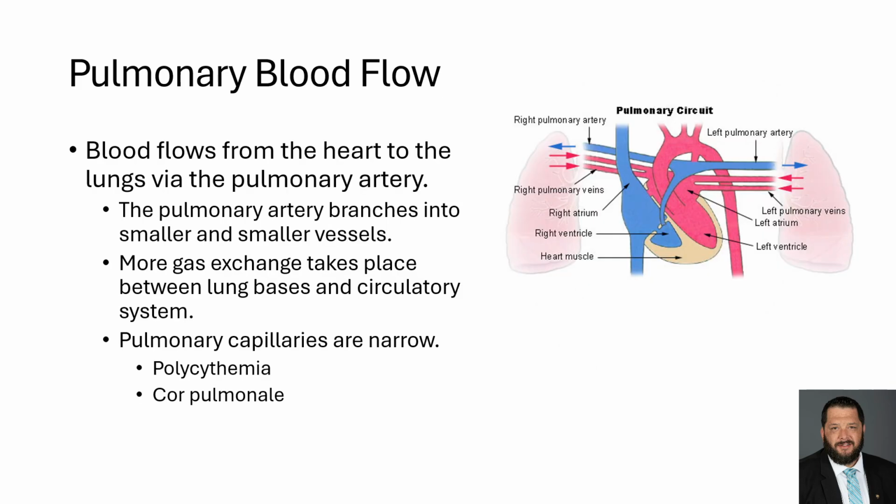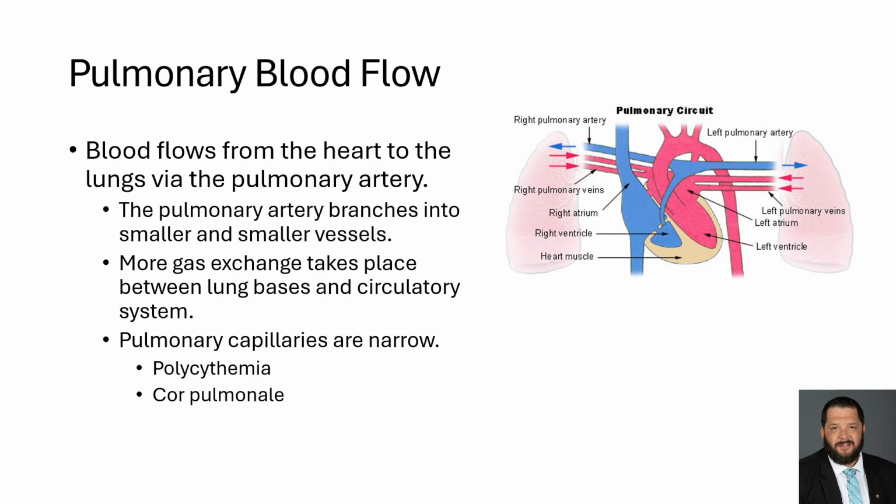Pulmonary blood flows from the heart to the lungs via the pulmonary artery. The pulmonary arteries are the only arteries in the body that carry deoxygenated blood. The pulmonary arteries then branch into smaller vessels, ultimately branching into the capillaries where gas exchange takes place in the lungs. Carbon dioxide is offloaded, oxygen is onloaded, and they move back to the central circulatory system via the pulmonary veins, the only vein in the body carrying oxygenated blood, to be distributed via the heart to the rest of the circulatory system.